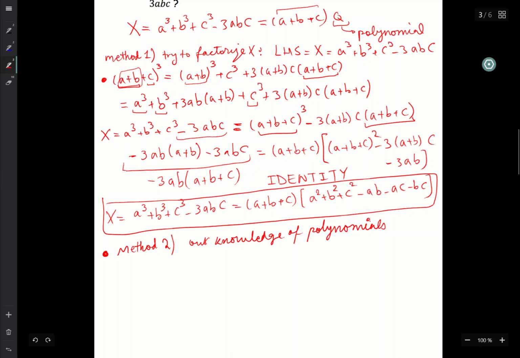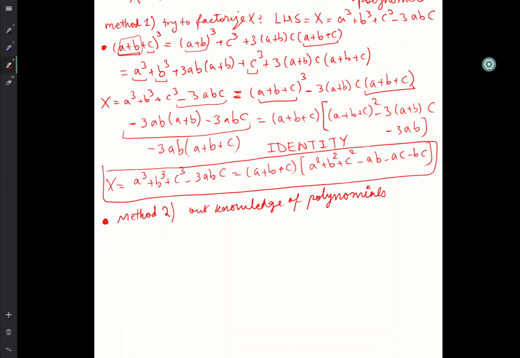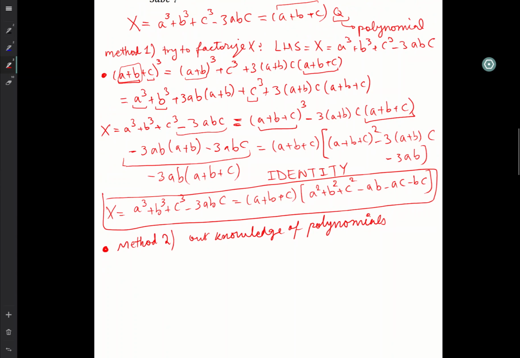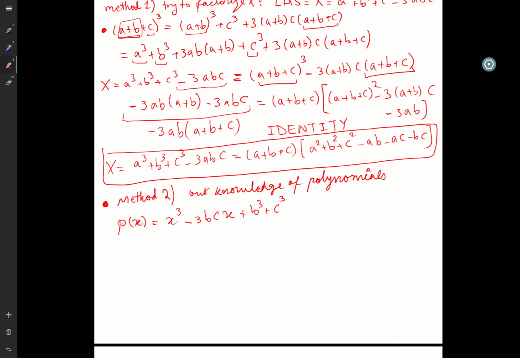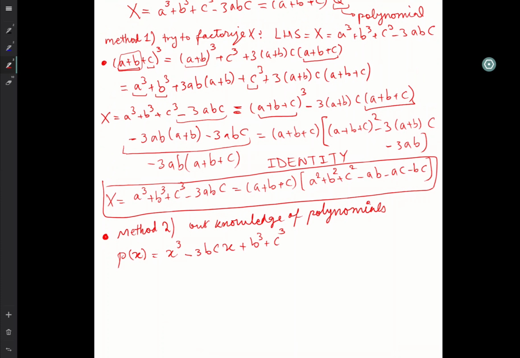And if you recall, I have used this trick before. So we can assume that one of a, b, and c is completely arbitrary, could be a number, right? So let's assume that one of these is a parameter or variable x. So let's define a polynomial: x cubed, so I'm going to take a as the variable, minus 3bc x, plus b cubed plus c cubed. So I substituted a with x.